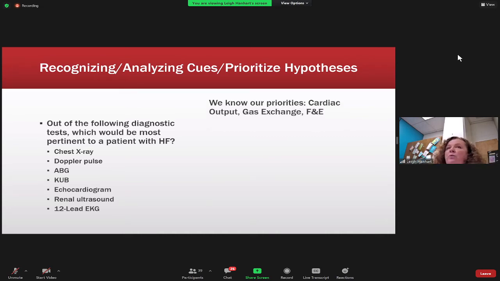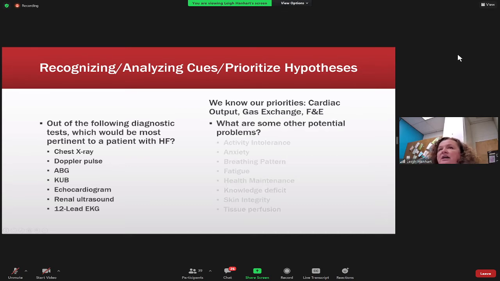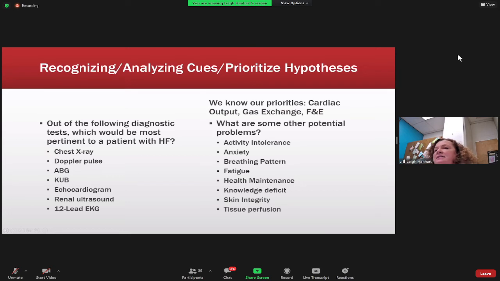Okay. So we know that our priorities are cardiac output, gas exchange, fluid and electrolytes, but what are some other problems you think they may have when you think about nursing diagnoses or prioritizing your hypotheses? It's insufficient knowledge. Yeah, they may have a health maintenance issue, right? They may have a ton of things: a knowledge deficit, activity intolerance, anxiety, breathing pattern, fatigue. There's all these things, skin integrity, tissue perfusion, right? Out of these, what do you think has the highest priority?